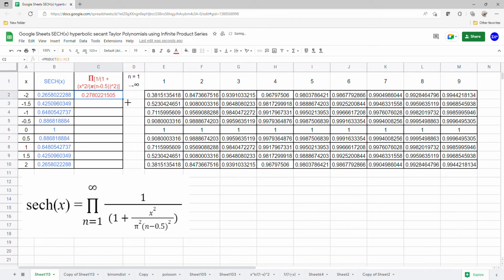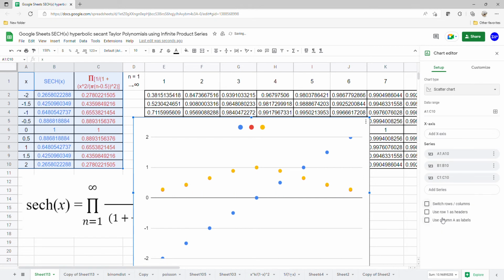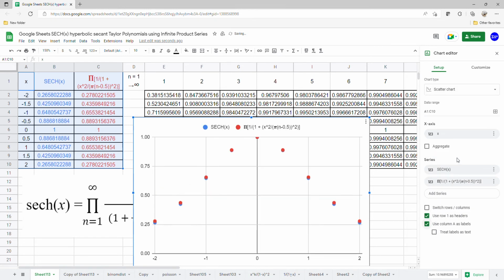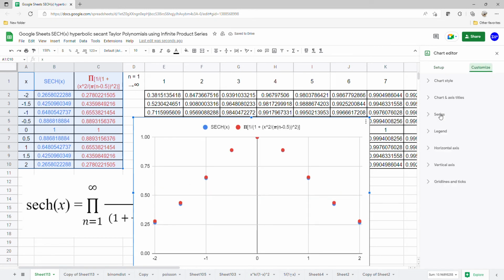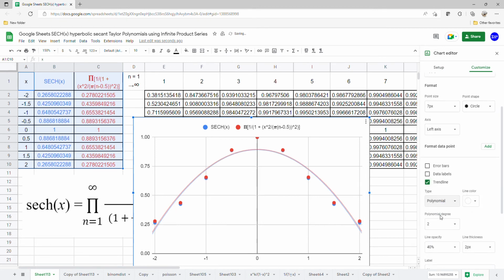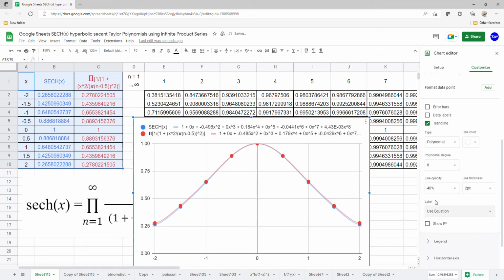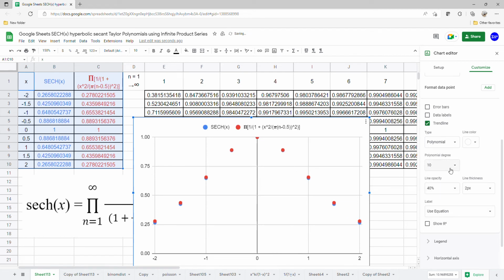And drag this downwards. And chart this, insert chart. And we use scatter chart. Row 1 is header, column is label. And for the series, use the trend line, the type polynomial, the degree 8. And for the label, use the equation. Let's try 10 if that works. No, it doesn't work. So 8 will do.